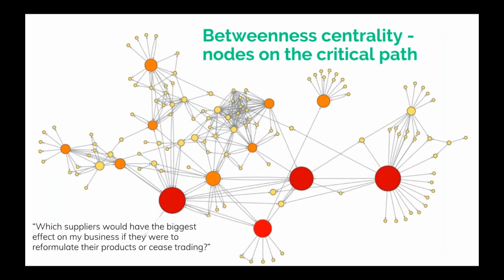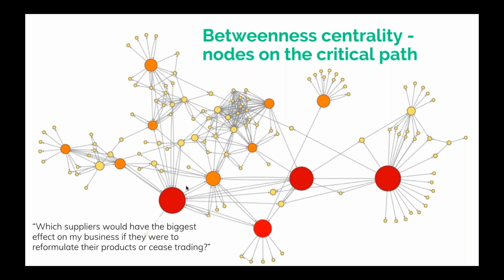So there are other measures too. And the final picture I have here is of another measure called Betweenness. This is the same data set, but I'm sizing the nodes by Betweenness. And this is basically the nodes that are on the critical path. So if I took these nodes out of the network, what effect would that have on the network? And so this is kind of asking the question, for example, which of these substances or suppliers would have the biggest effect if they were to cease trading, or the chemical got banned.